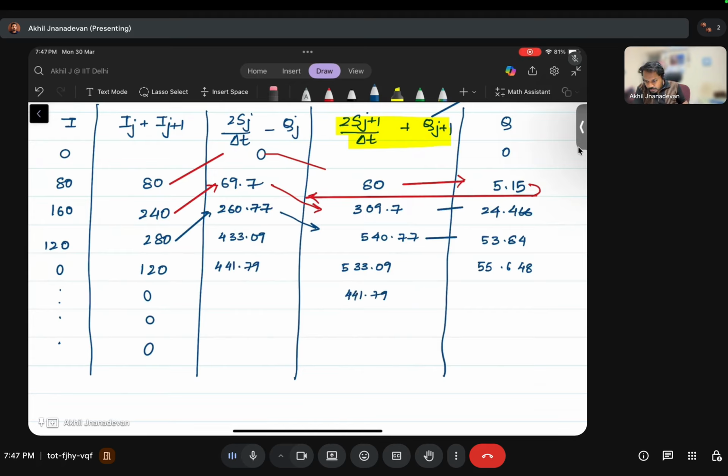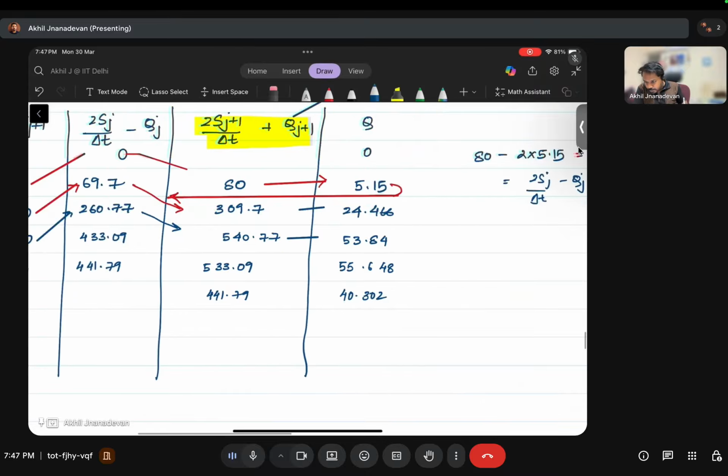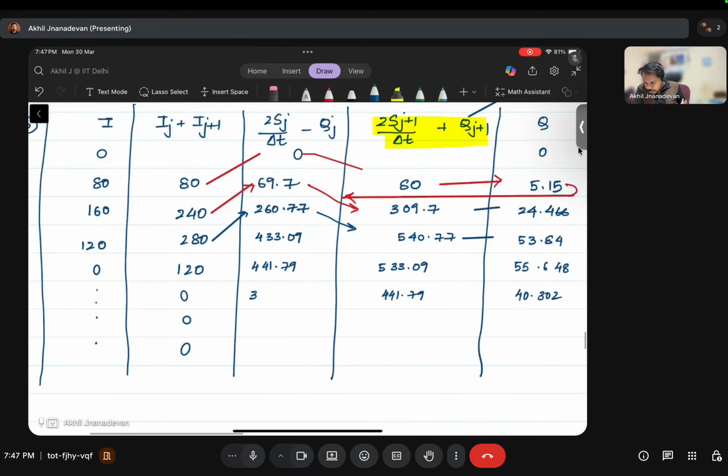We'll be getting the discharge value as 40.302. We double it and subtract it from here. We'll be getting it as 361.19. Inflow is 0, so here also it will be 361.19. By interpolation, we'll be getting the outflow discharge as 30.543. We double it and again subtract it, we'll be getting it as 300.10.